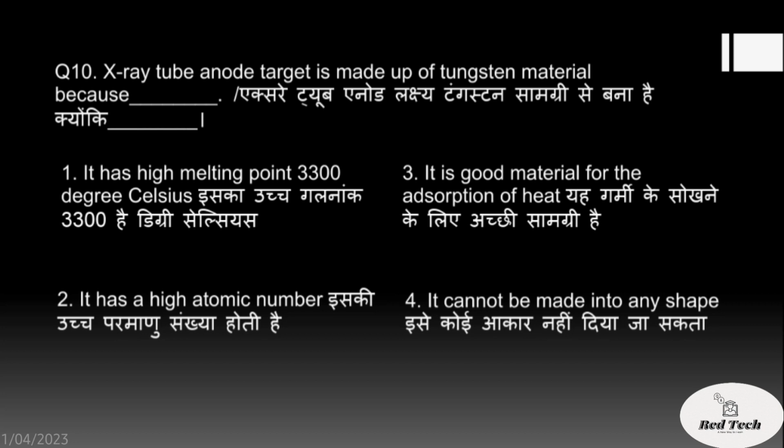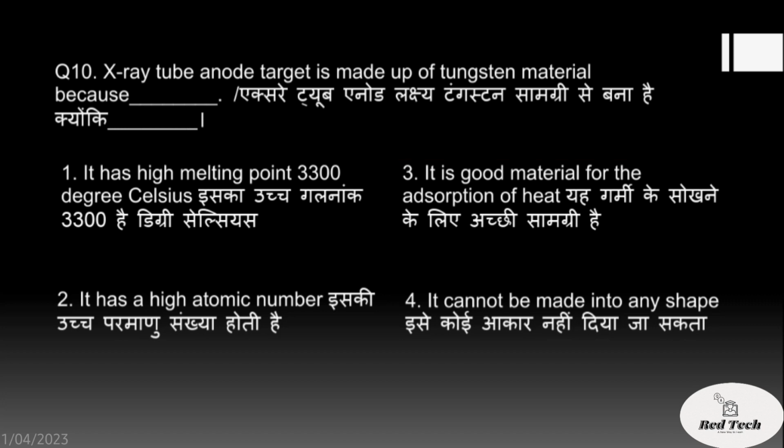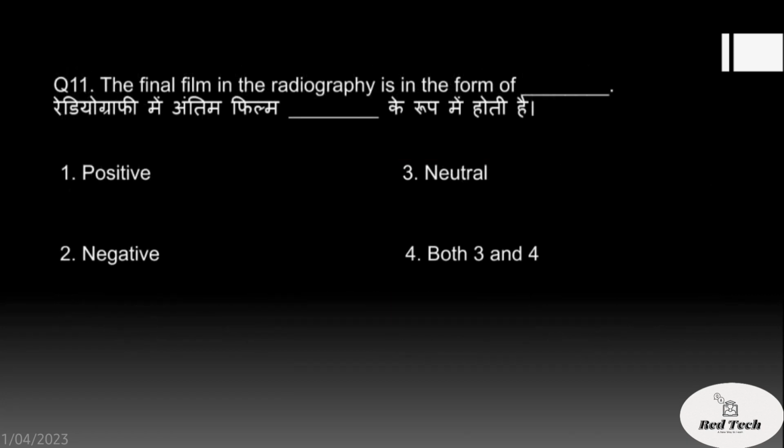So tungsten basically has a high melting point, we know that, but the right answer is option number 3: it is a good material for the absorption of heat, meaning it absorbs heat to a great extent. So the material tungsten is used in the X-ray tube. It has a high melting point, but the temperature given is not correct.